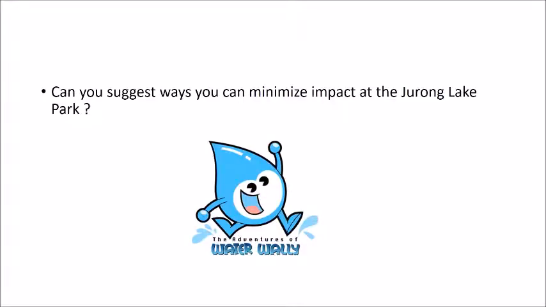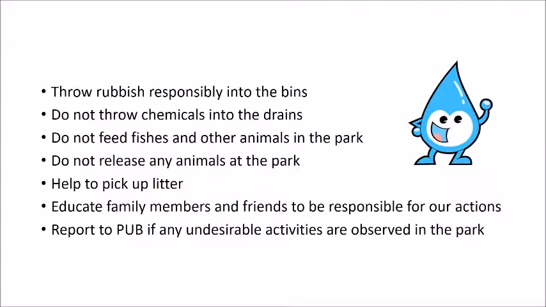So can you suggest some ways you can minimize impact at the Jurong Lake Park? For example, we can throw our rubbish responsibly into the bins. Do not throw any chemicals into the drains. Do not feed fishes and other animals in the park. Do not release any animals at the park as well. Then we can actually help to pick up any litter, educate our family members and friends to be responsible for our actions, and of course report to PUB if any undesirable activities are observed in the park.